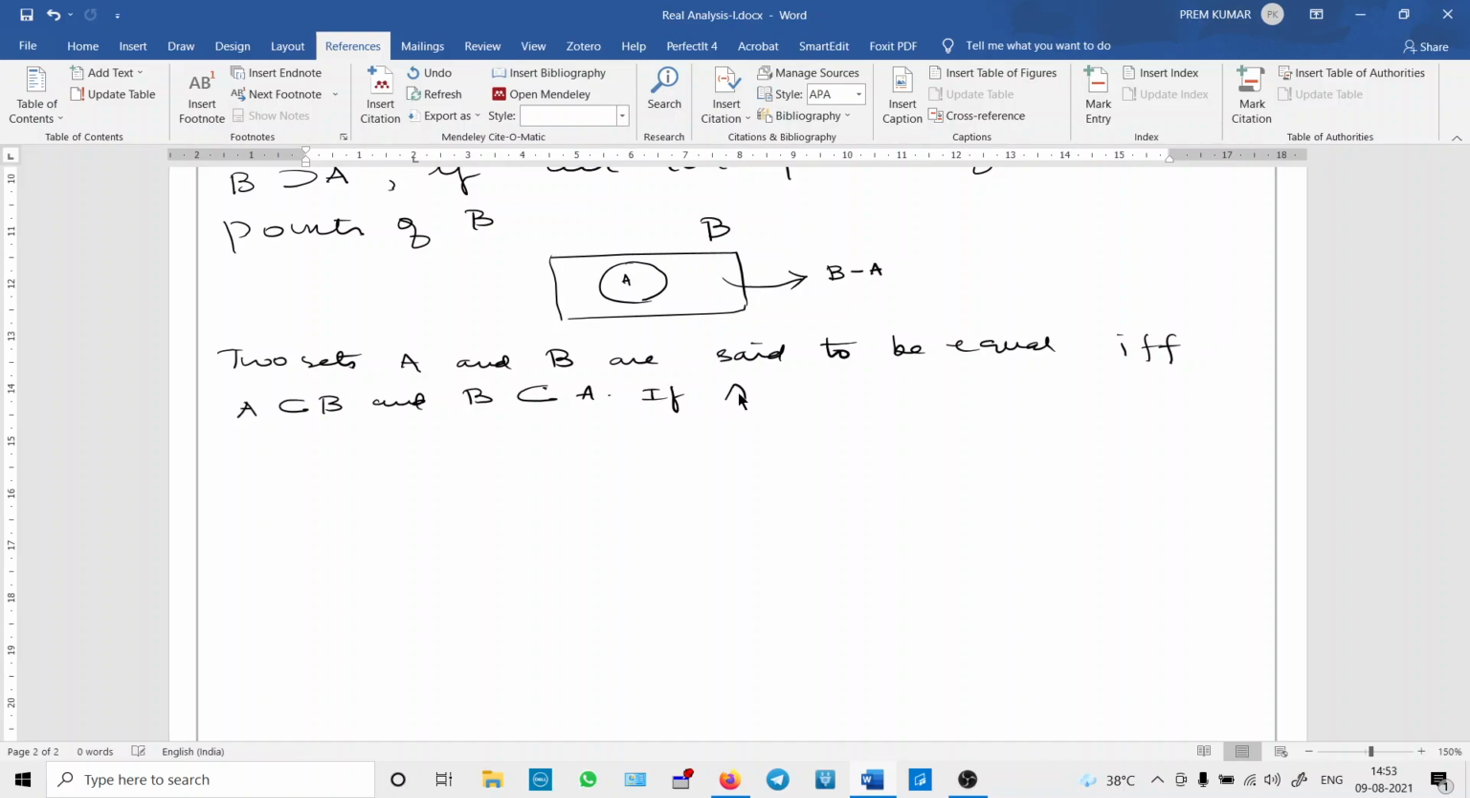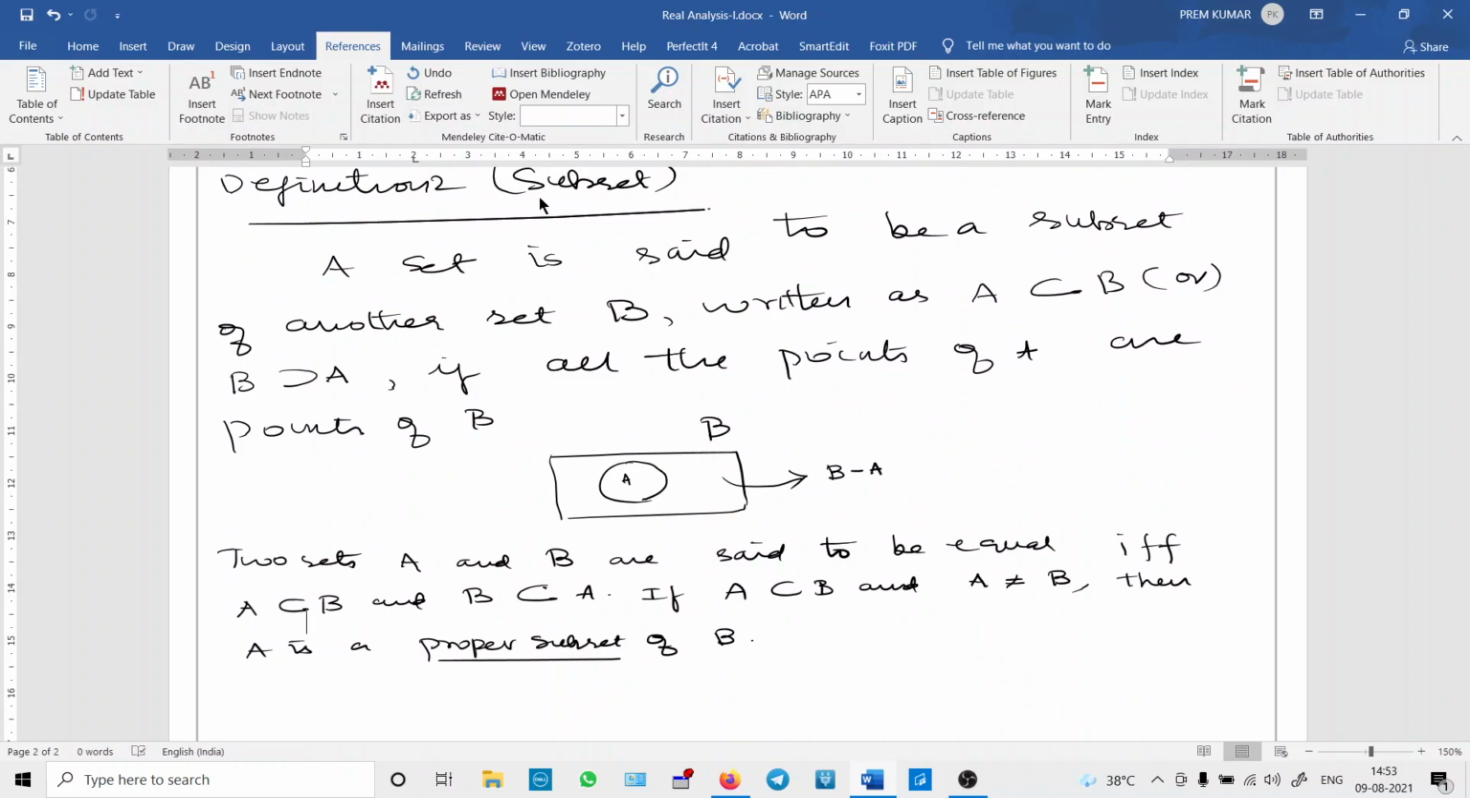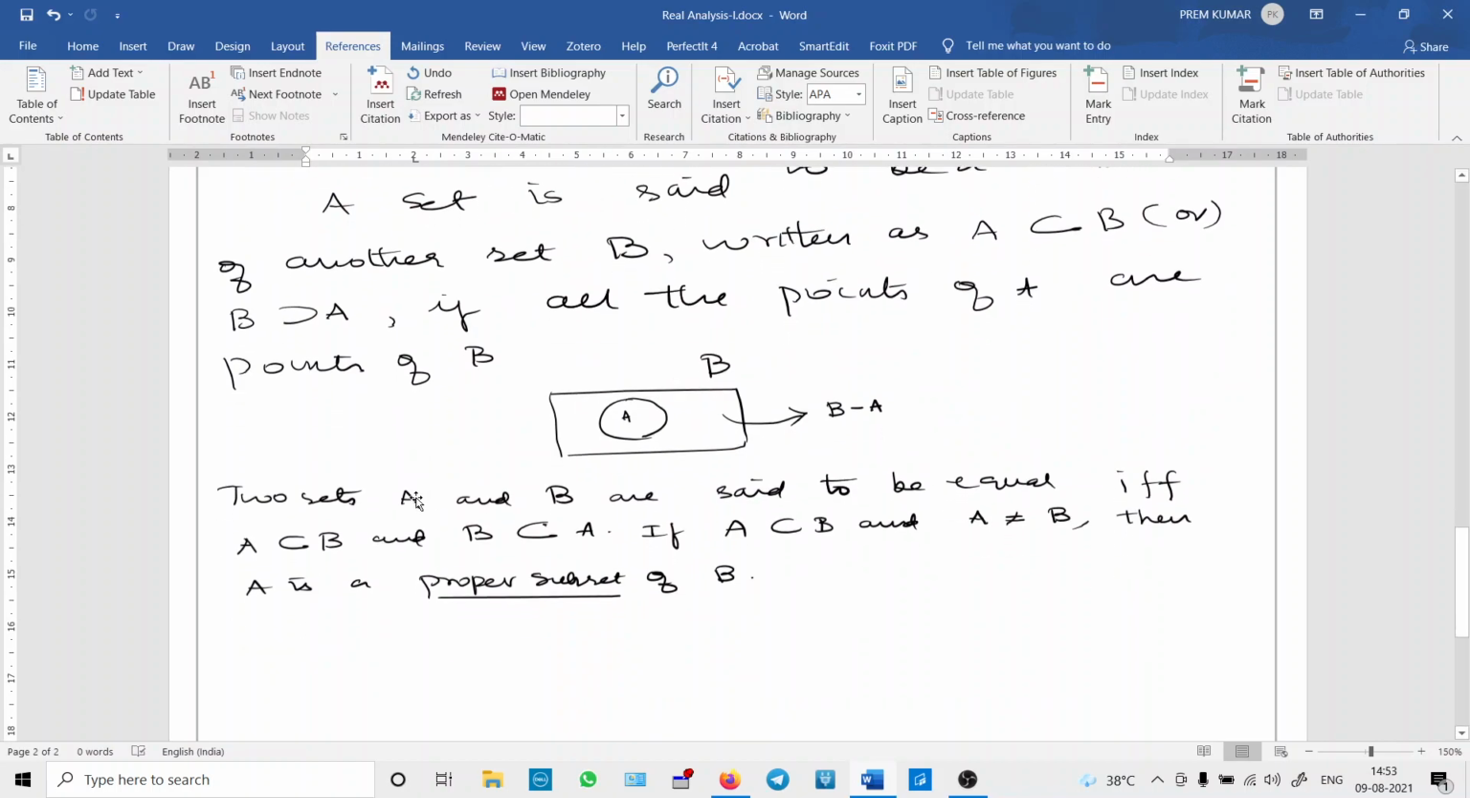And suppose A is a subset of B, and A is not equal to B, that is, you cannot prove that B is a subset of A, then we say that A is a proper subset of B. This is the definition we use for subset and proper subset.